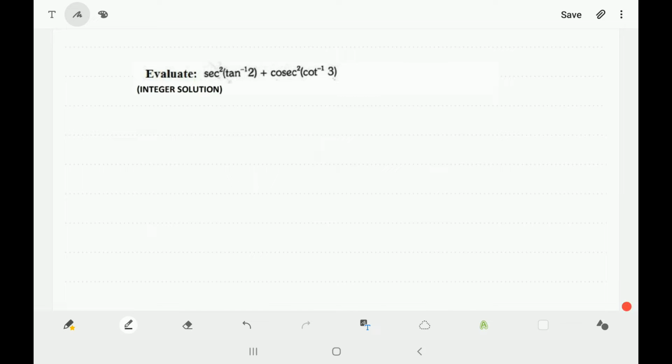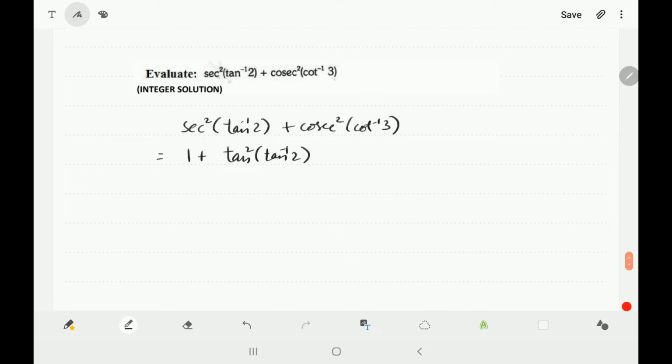In this problem, we have to find the value of secant square tan inverse 2 plus cosecant square cot inverse 3. We have to evaluate this term. Can I write this term as 1 plus tan square tan inverse 2? Because secant square theta is equal to 1 plus tan square theta. We already know this thing. And cosecant square theta is equivalent to 1 plus cot square theta. So we can write this as 1 plus cot square cot inverse of 3.